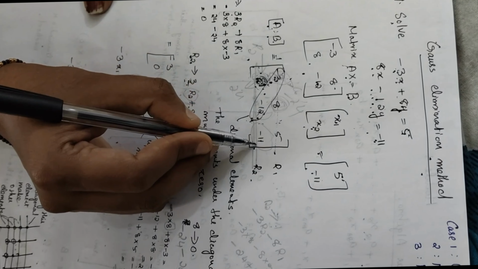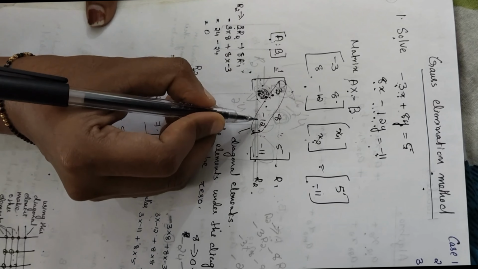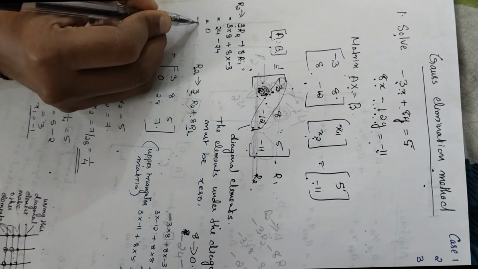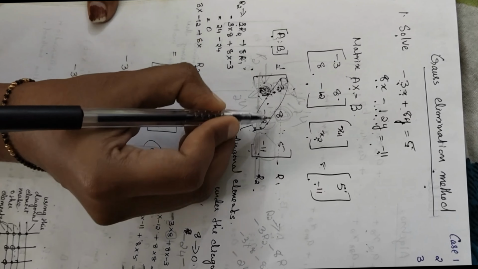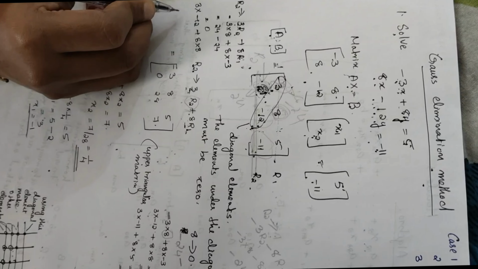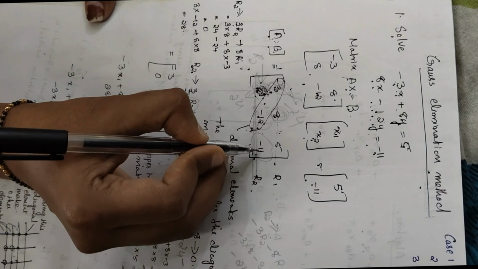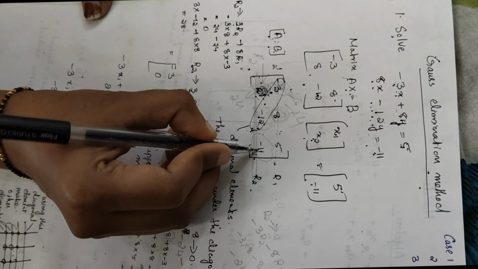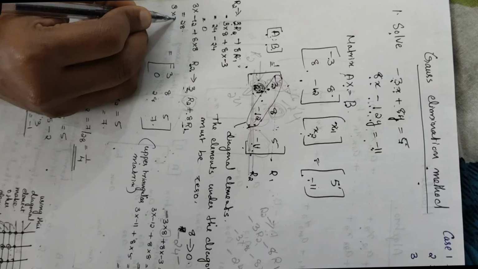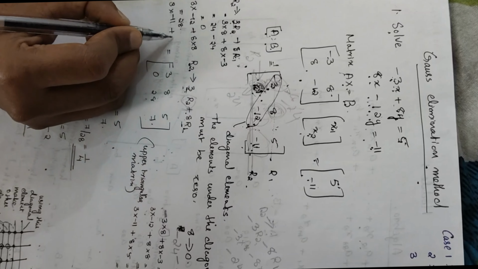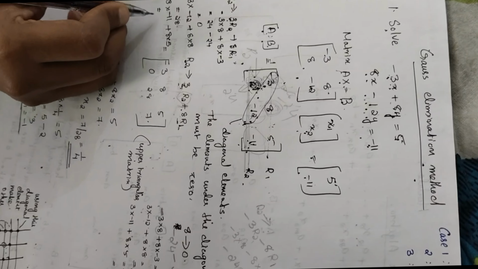Similarly, we have to convert the other elements using this equation. The next element is minus 12: 3 into minus 12 plus 8 into 8, so we get the element 28. Similarly, we do this for the third element: 3 into R2's minus 11 plus 8 into R1's 5. Here we will get 7.